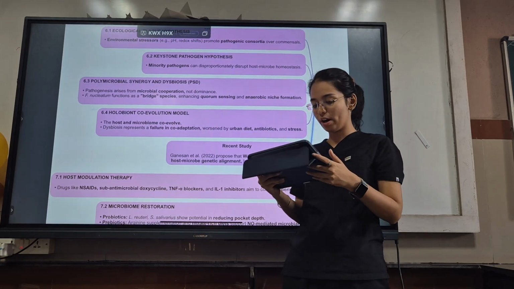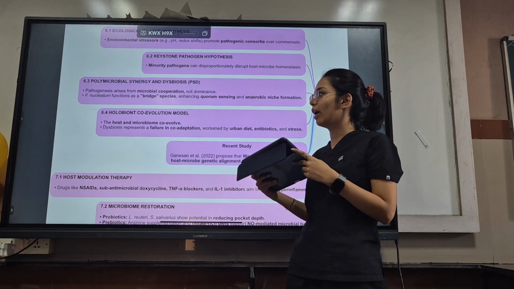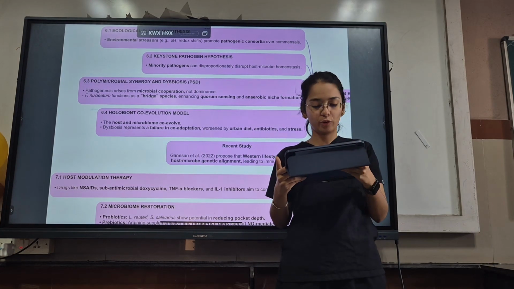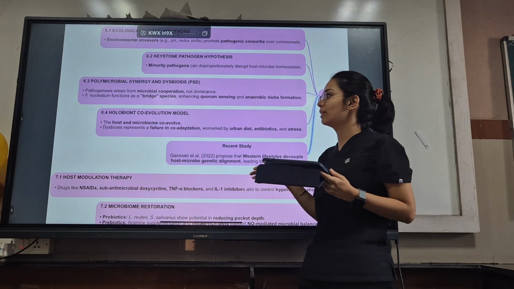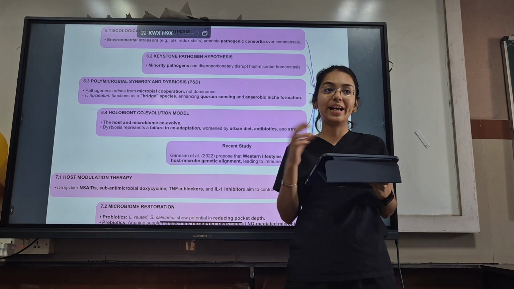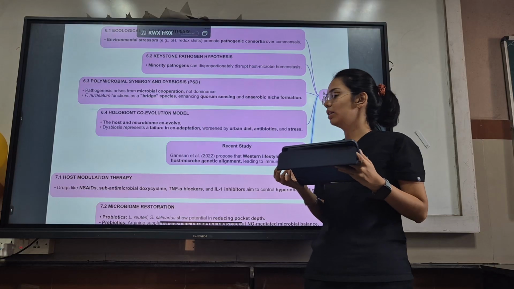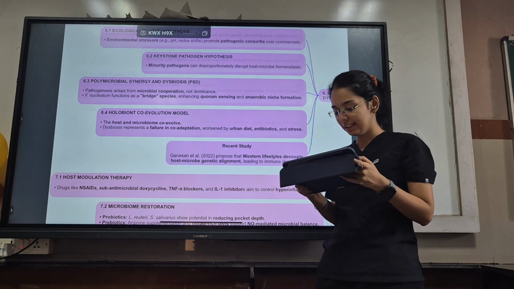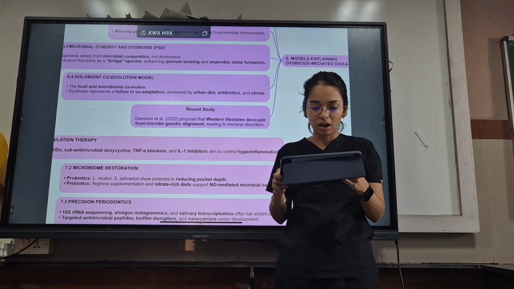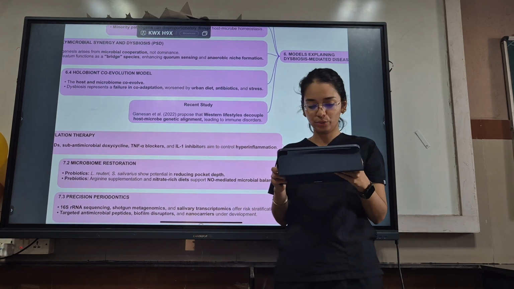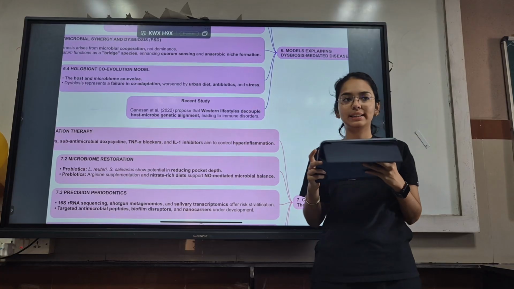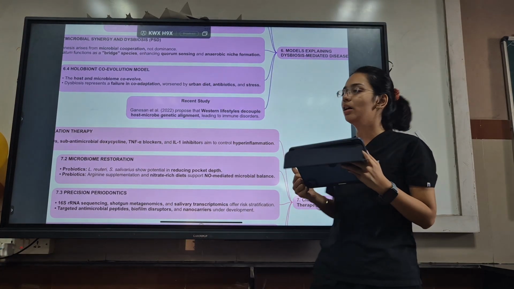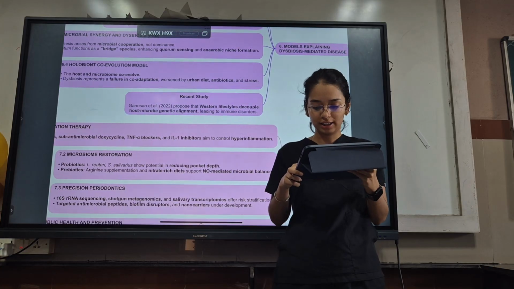Fusobacterium nucleatum functions as a bridge species, enhancing quorum sensing and anaerobic niche formation. And then we have the holobiont co-evolution model, where the host and the microbiome co-evolve together. So dysbiosis here represents a failure in co-adaptation, which is worsened by urban diet, stress or antibiotics. There is another recent study by Ganesan et al. in 2022. They proposed that the Western lifestyle decoupled host-microbial genetic alignment, which thereby led to immune disorders.